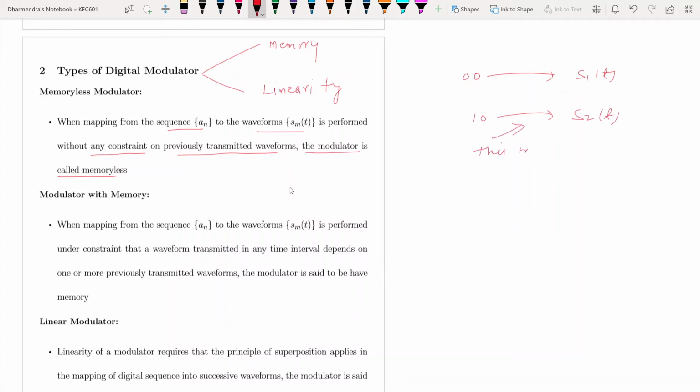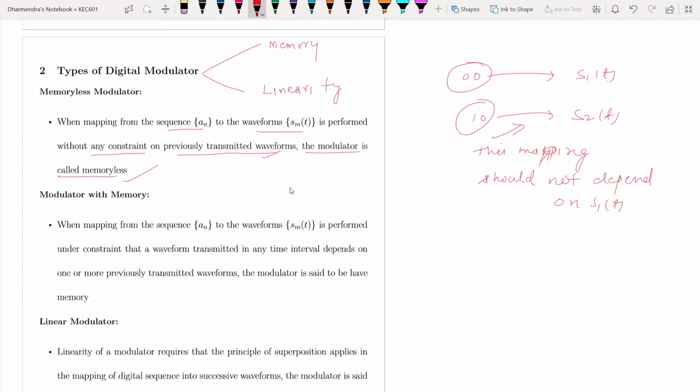This mapping should not depend on s_1(t), or whatever waveform you have transmitted previously. So suppose 00 is mapped with s_1, and 10 is mapped with s_2; they are independent. When the mapping is performed without any constraint on previously transmitted waveforms, the modulator is called memoryless.